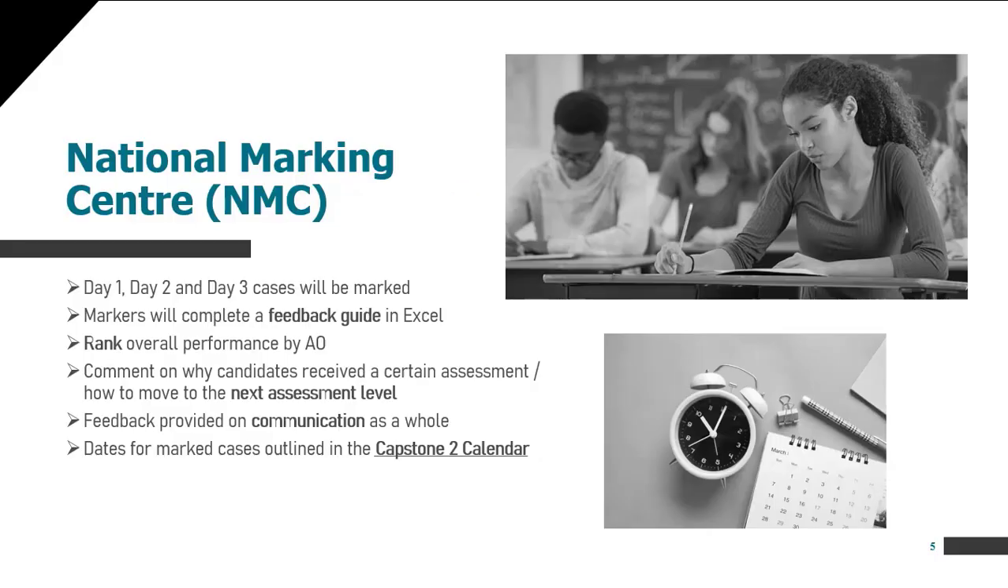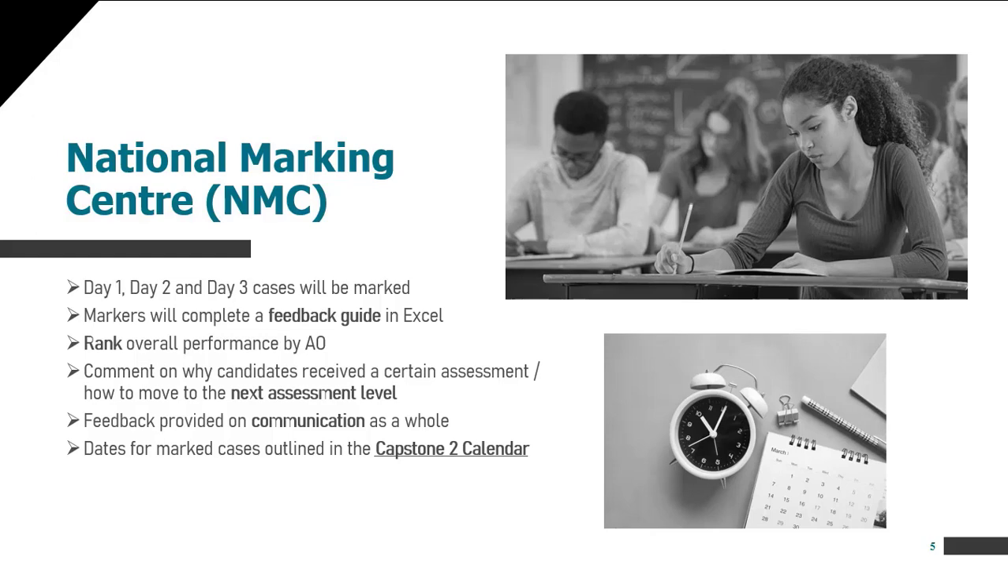For cases assessed by the National Marking Center, markers will complete a feedback guide in Excel, which will rank performance by AO, provide a place for markers to comment on why candidates received a certain assessment, and for how candidates can move from one assessment to the next. They will also be providing feedback on overall communication and the candidate's response as a whole. If you have any questions regarding your individual assessments, you can ask by submitting a ticket to the National Marking Center hotline.